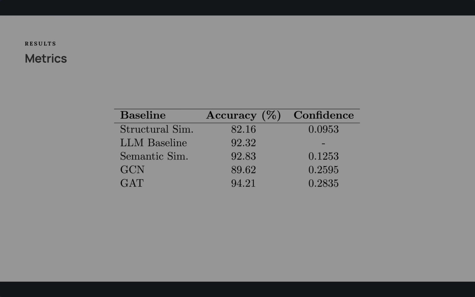The results show progression from structural comparison to semantic and graph-informed methods. The structural baseline is accurate but lacks confidence due to its inability to account for semantic nuances. The LLM baseline performs well with language model embeddings but lacks interpretability. Our semantic similarity model slightly outperforms the LLM baseline, demonstrating the value of weighted multifaceted narrative reasoning. The GCN model has higher confidence, indicating stronger internal consistency. And finally, the GAT model, with the highest accuracy and highest confidence, confirms that attention-based message passing effectively captures cross-facet dependencies and narrative coherence.